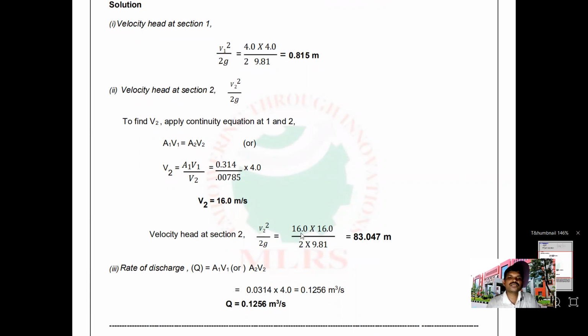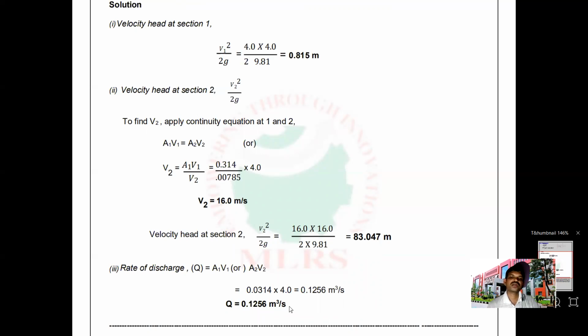What is the next question? The third question they asked: what is the discharge value? That we already know. Either you can multiply A1 V1 because discharge is the same, or you can multiply A2 V2. You can apply any formula; the final answer is the same. Both are correct. So therefore Q is equal to 0.1256 meter cube per second.